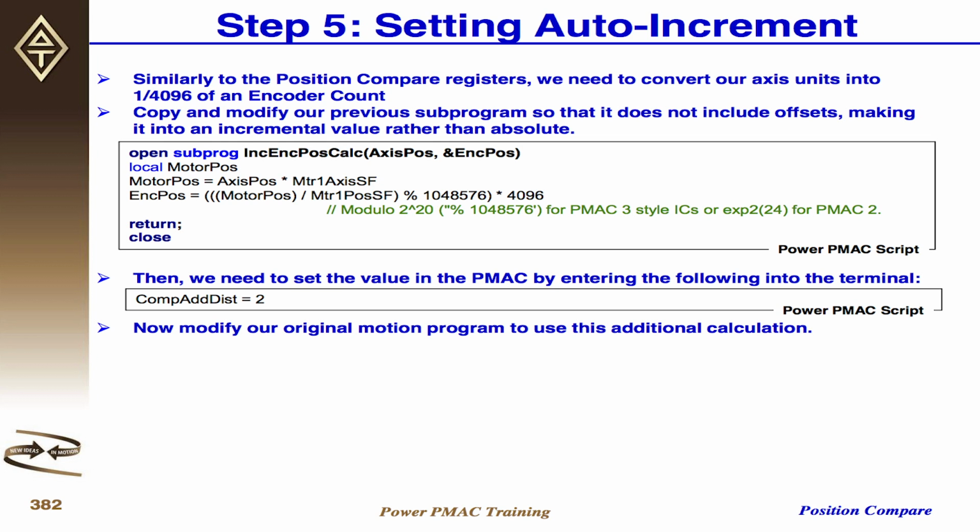So I made another subprogram here. The other one was absolute encoder position compare. This is incremental encoder position compare. I want you guys all to copy this couple lines of code into the same file where you have your abs enc pos calc and just paste this below it. So we'll use this one pretty much exclusively to calculate that Comp add. And all it is, if you compare it to the other one, it's the exact same calculation, except it cut out the home offset and it cut out the axis offset.